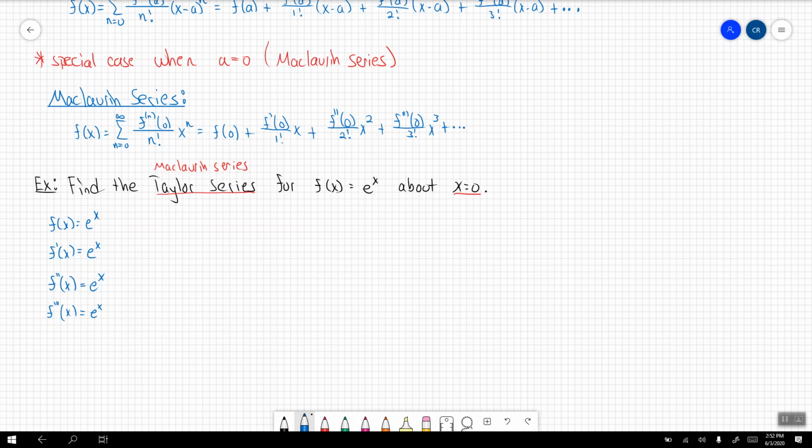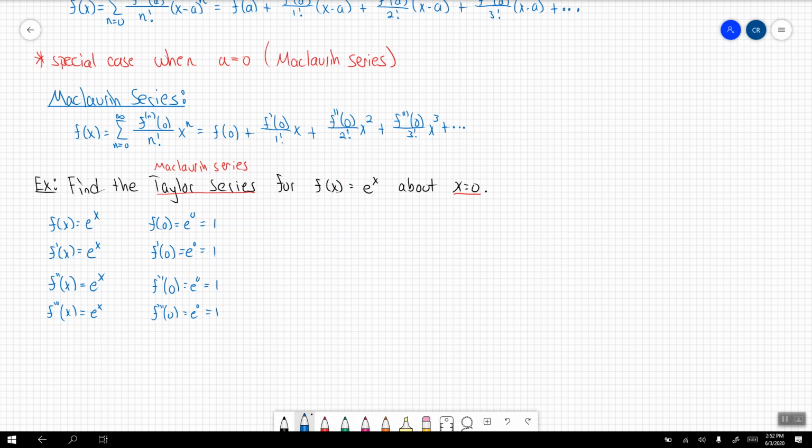Now let's evaluate this for x equals 0. My function evaluated at 0 is just e to the power of 0, which is 1. My first derivative evaluated at 0 is just 1. Second derivative evaluated at 0 is just 1. And finally the third derivative evaluated at 0 is just 1 again.